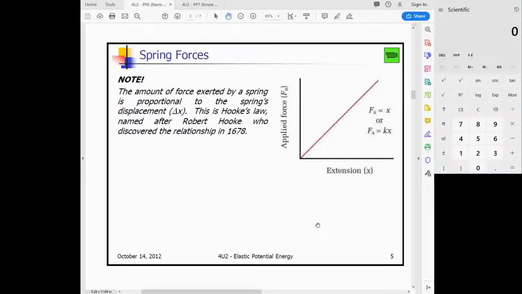Now there was a scientist who we'll learn quite a bit about in this course. His name was Robert Hooke. And Robert Hooke ended up determining that there is a relationship between the applied force and the extension, either stretch or compression, of a spring. And if you see the graph there, you see that it is linear. This tells us that Fa is equal to k x. And that k is something we call a spring constant.